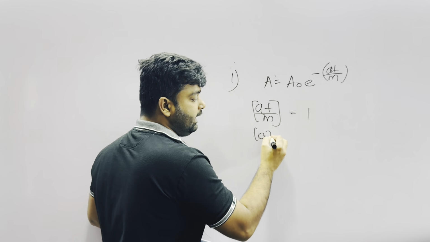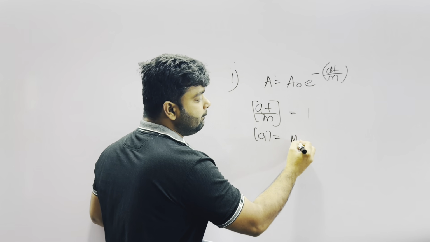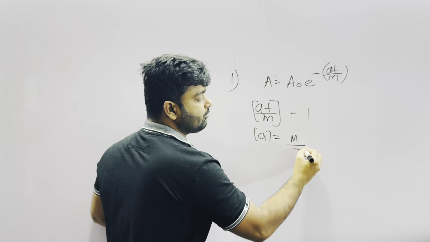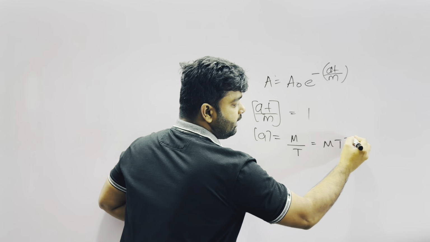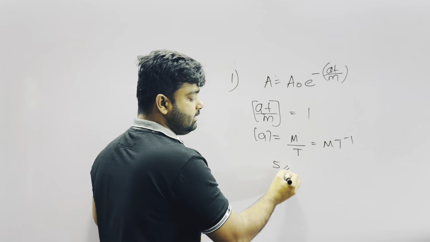Therefore, the dimension of a should be equal to m over t, that is MT minus 1. The best answer is the fifth one.